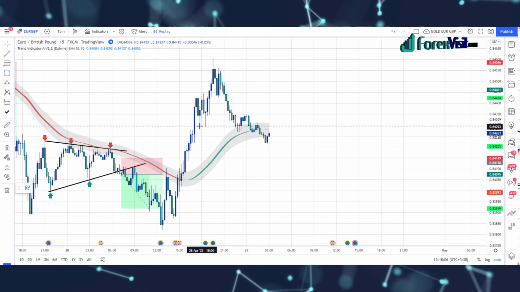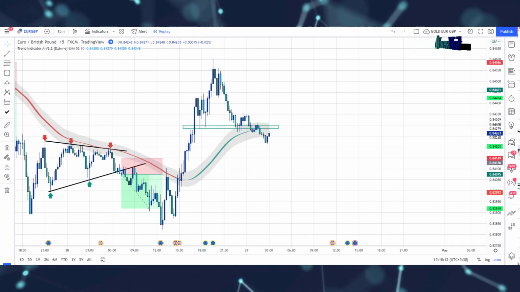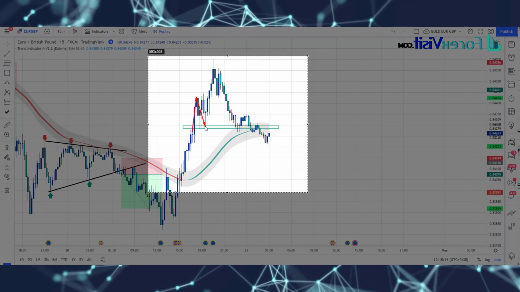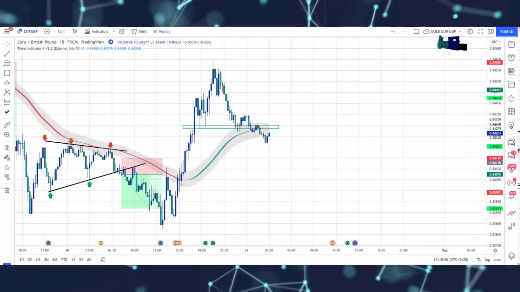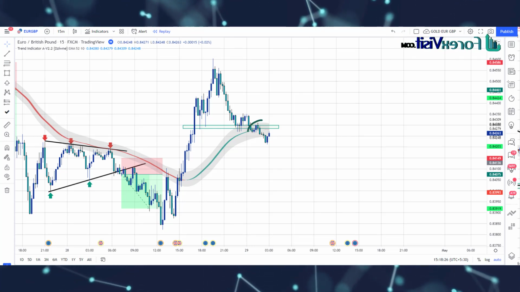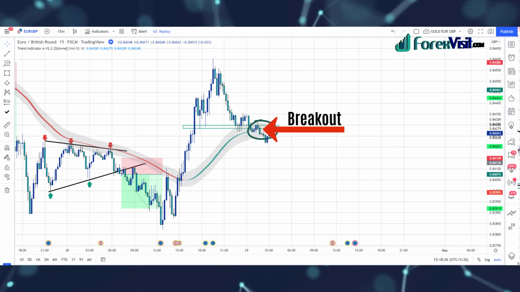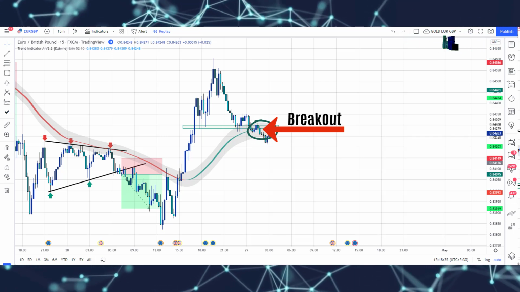We will draw support area. Market is following trend line and makes a head and shoulder pattern. Here you will see that candle breaks trend line and zone area below direction.